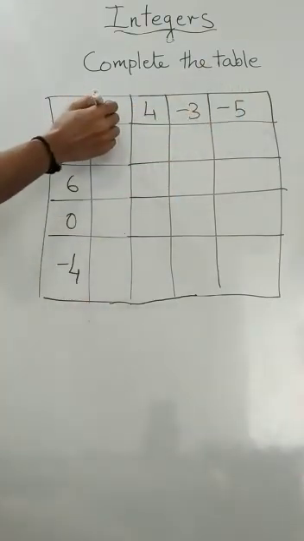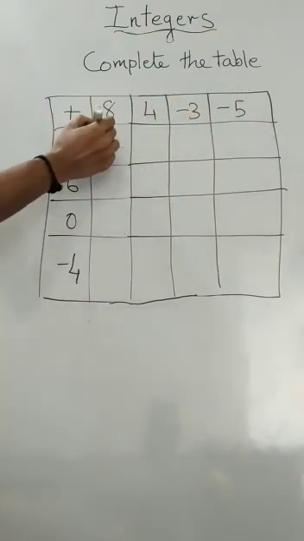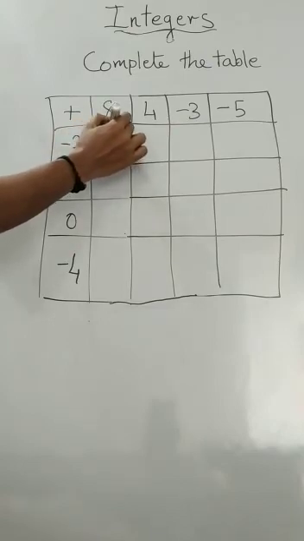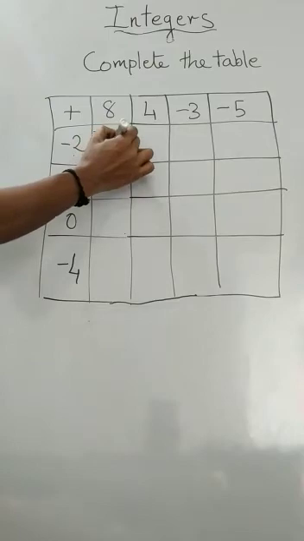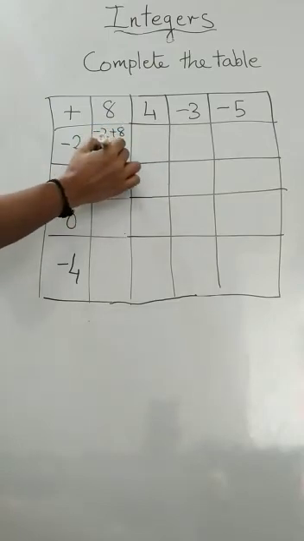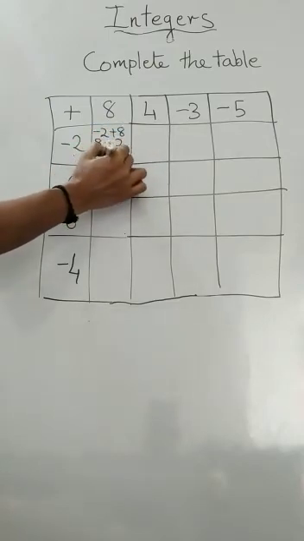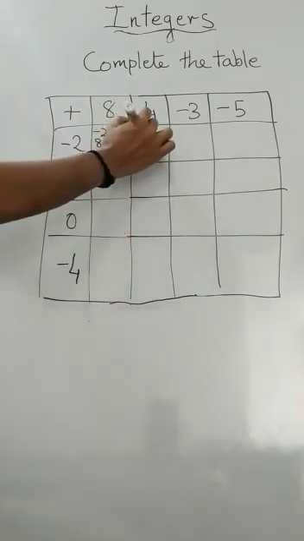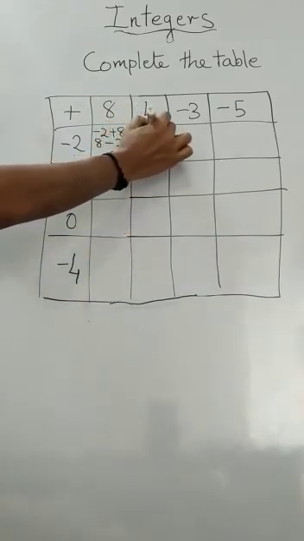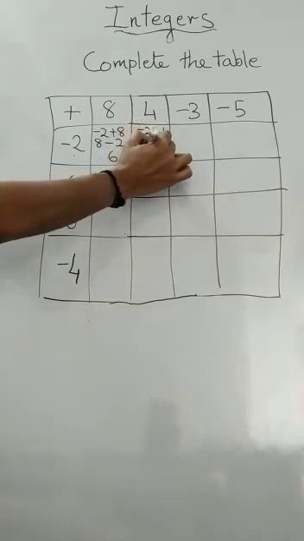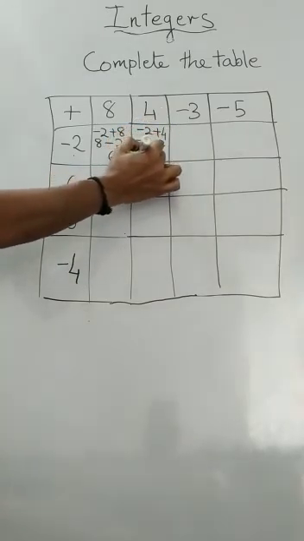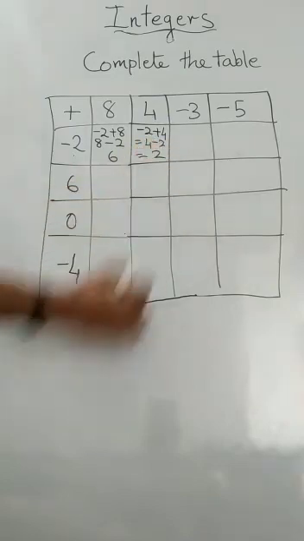So here, what is minus 2 plus 8? How will you write it? Another way you can write 8 minus 2. So what will be the answer? It will be 6. Now, minus 2 plus 4. How will you write it? 4 minus 2, which will be equal to 2.